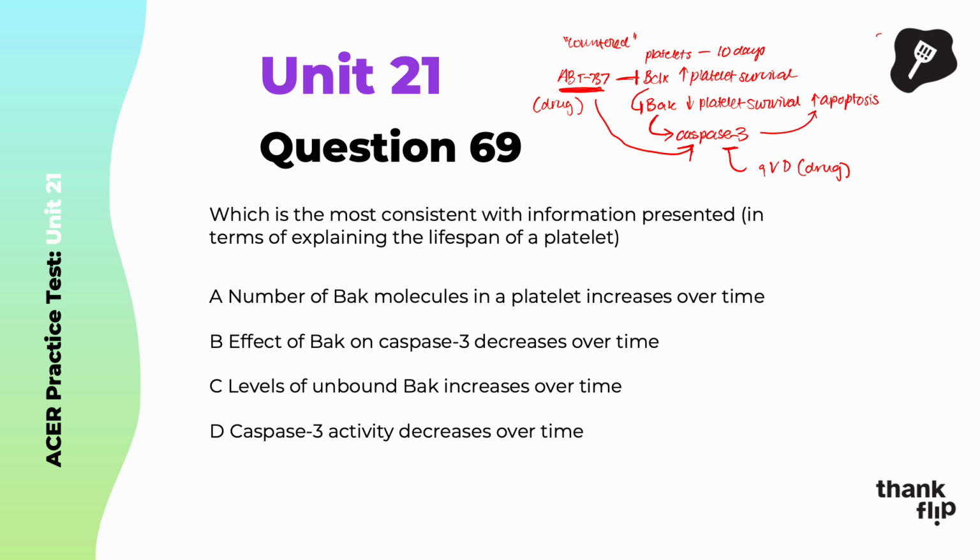Okay, so let's go through question 69. We're being asked which is the most consistent with the information provided in terms of explaining the lifespan of a platelet. So let's go through the process of elimination. So we have A, the number of BAC molecules in a platelet increases over time. So BAC, we see up here, is responsible for decreased platelet survival and increased apoptosis. So I'm just going to write that there.